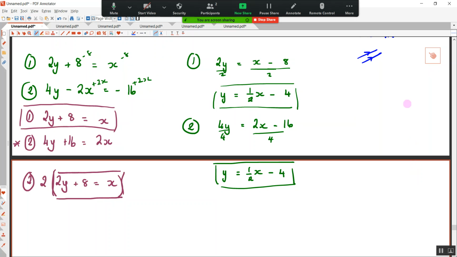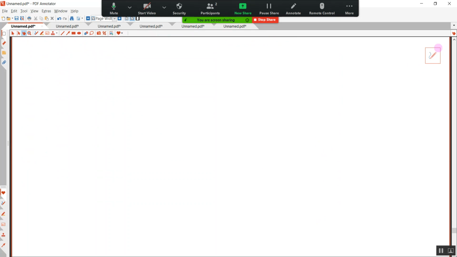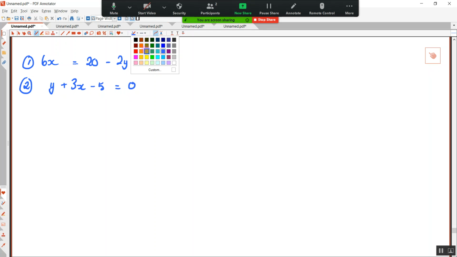Okay, let's have a look at the last one then. All right, so the last one is where they are parallel. Was it parallel? It is parallel, isn't it? So we've got 6x is equal to 20 minus 2y. That's the first one. And the second one is y plus 3x minus 5 is equal to 0. So again, if we want to see if they're parallel or not, what's the best form to use? Yeah, so we're going to go back to the gradient intercept form.